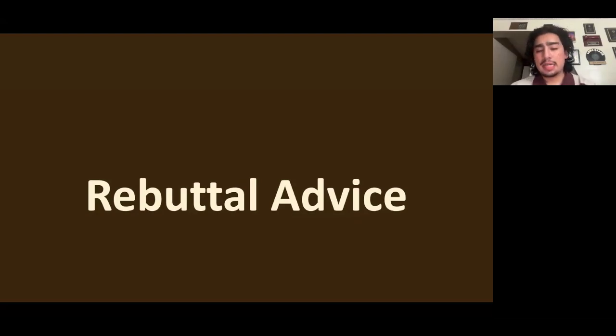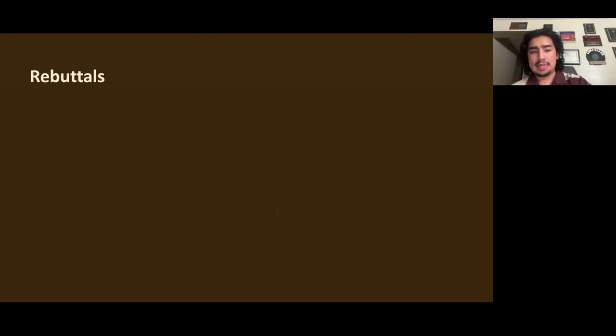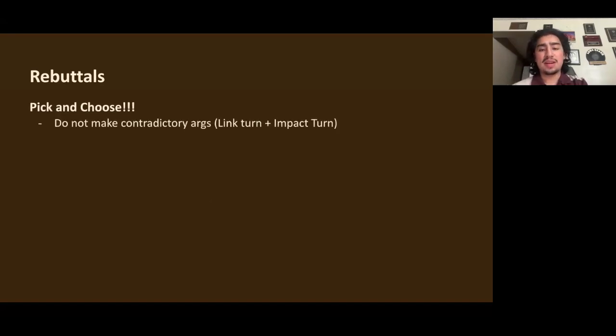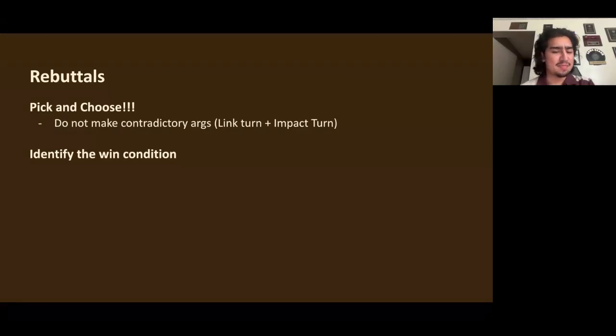Okay. Quick tip I have for you all when you're affirmative and you are heading into the rebuttals is you want to make sure you are picking and choosing as the affirmative what arguments you are going for. Do not make contradictory arguments such as a link turn and impact turn. You do not want to say that you solved the disad and then at the same time that the disad is actually a good thing. It just doesn't compute.